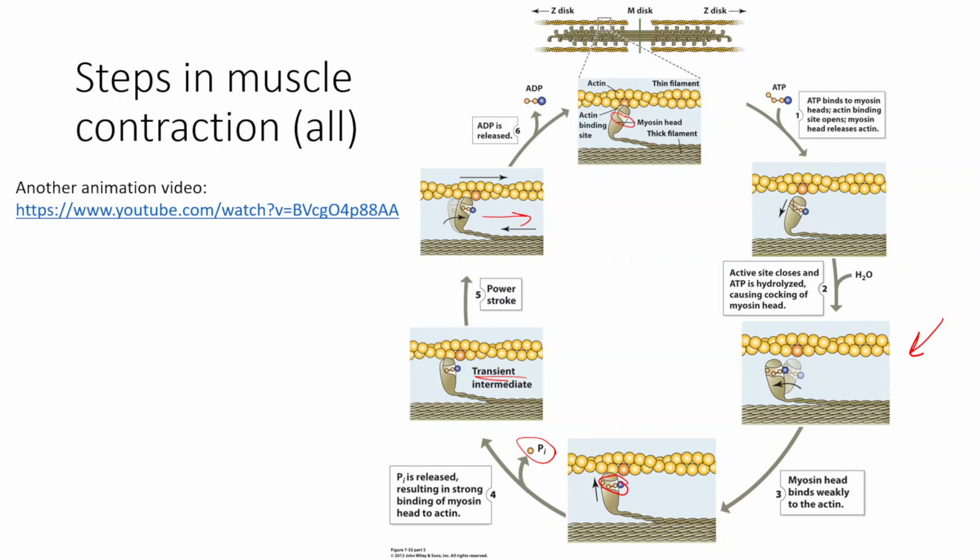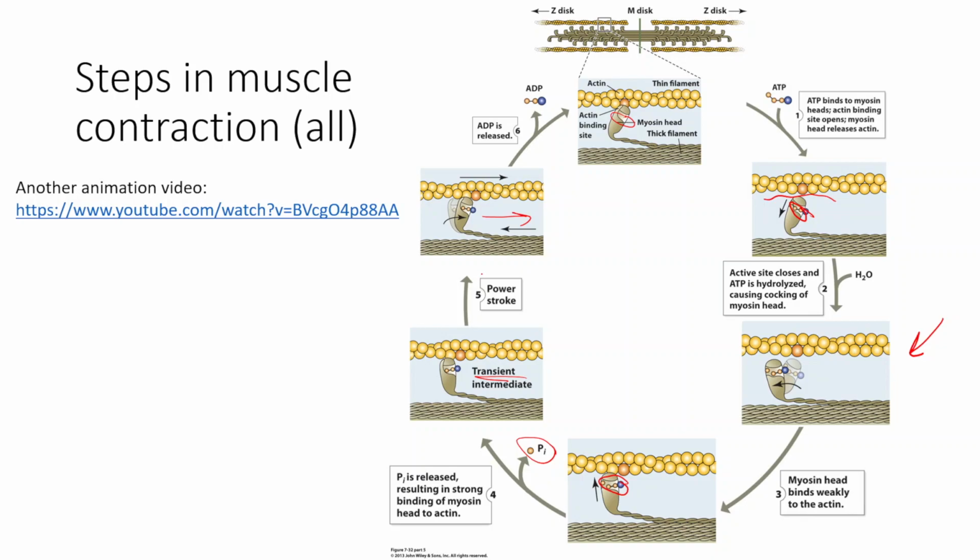And then a new ATP, because ATP is just hanging around in the cell, is going to float back into that space, and that is what is going to let the myosin head release from the actin. So now they're no longer attached to each other once that new ATP comes floating in.